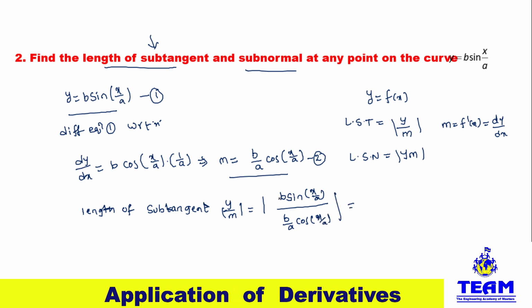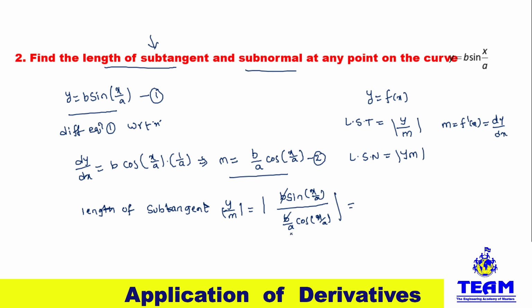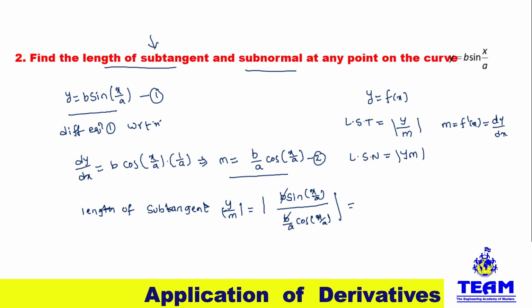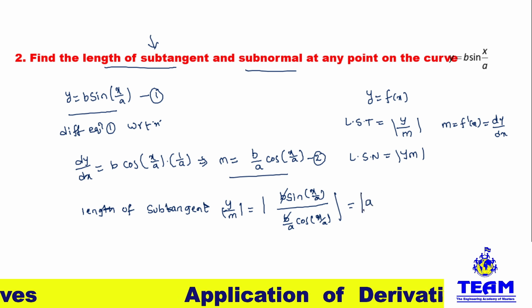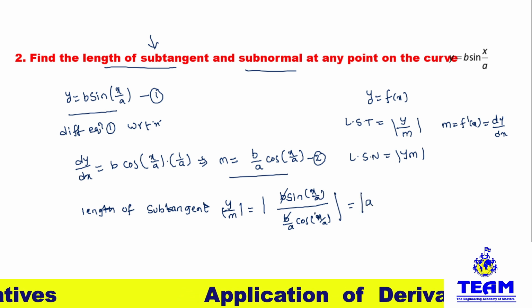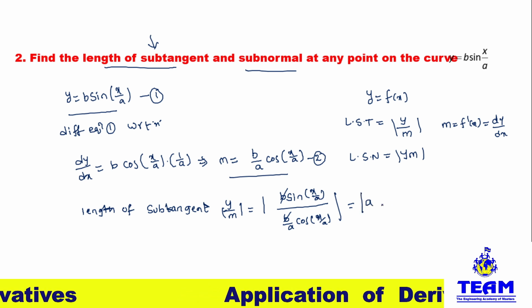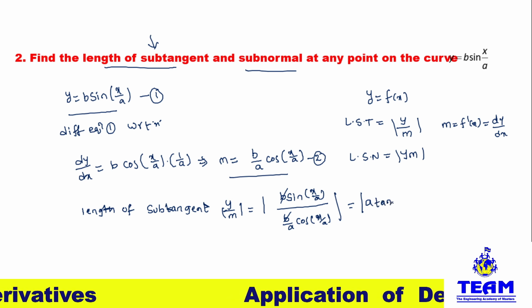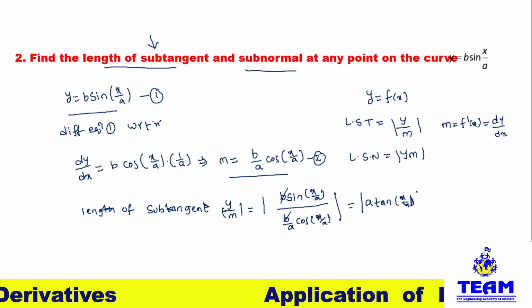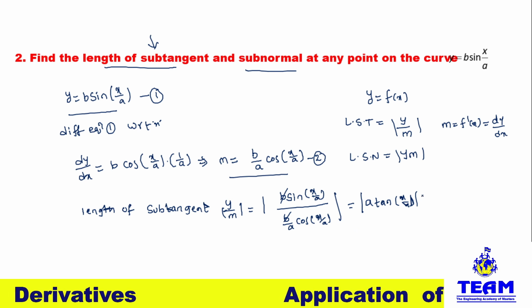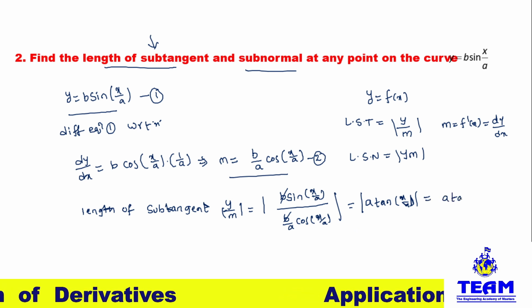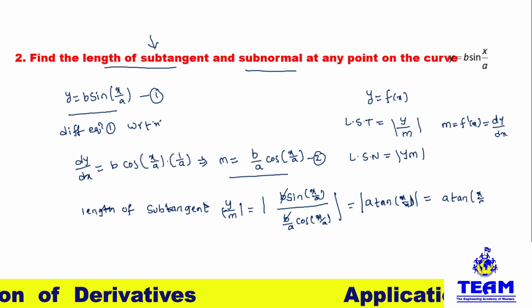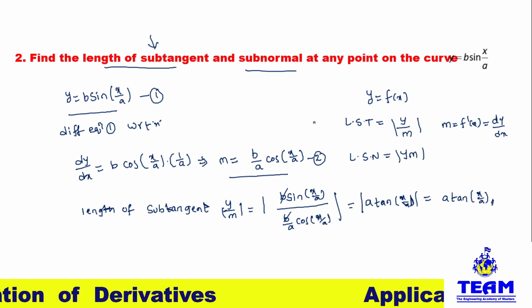Okay friends, here numerator b and denominator b get cancelled. This is a in the denominator, again 1 by a you have, so you can take it as a numerator: mod a into sine of x by a into cos of x by a. So you can say tan of x by a, or not? Yes, tan of x by a. So if you simplify, then the length of subtangent is a into tan of x by a. Clear friends? Next, what we need to find?